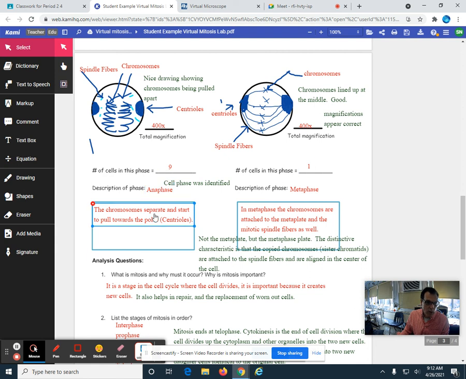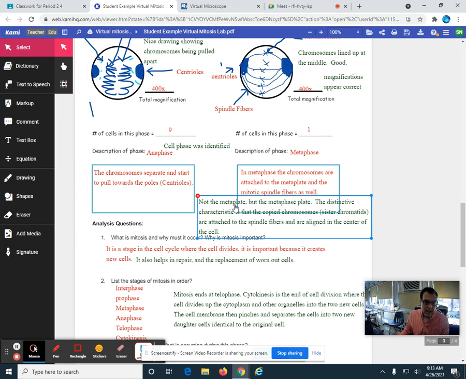This one's anaphase. The chromosomes separate and start to pull toward the poles. And by the poles, we mean the centrioles. And I don't think there was anything else to add there. That's perfect. And then metaphase was one of your required drawings. And the chromosomes are attached to the metaplate and the mitotic spindle fibers as well.